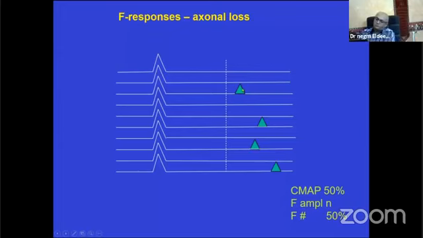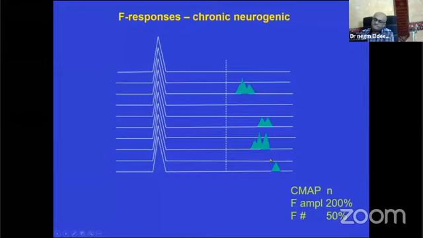Now, if we had been able to follow this patient over 3 months, we should have seen that we have reinnervation. That means that the CMAP has become larger, and those axons that still survive produce reinnervation, and we see complex large F responses, but they are still very few. So CMAP is normal, F amplitude is increased, and that we usually assess visually, and the persistence is low. That is the chronic neurogenic situation.